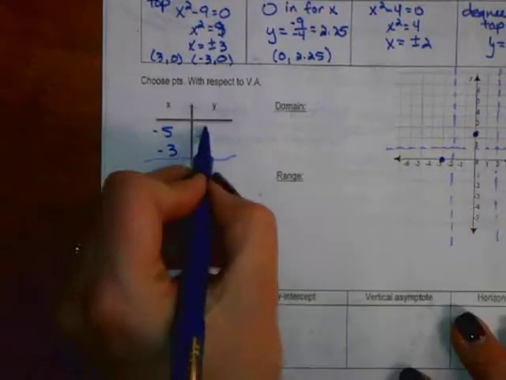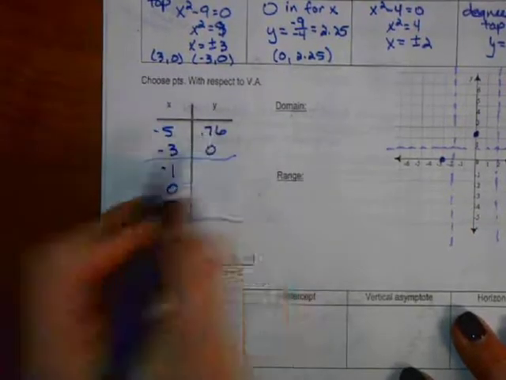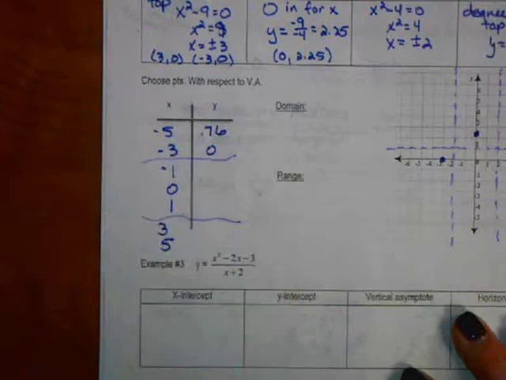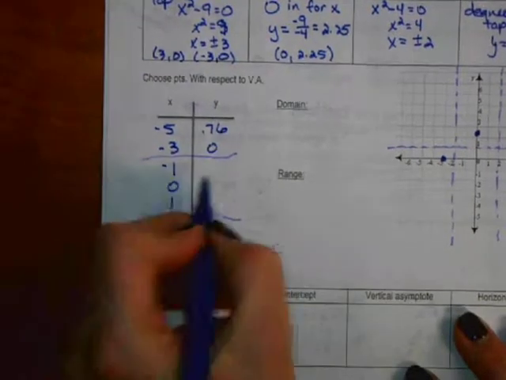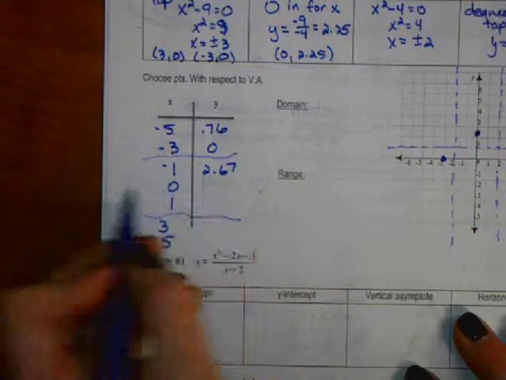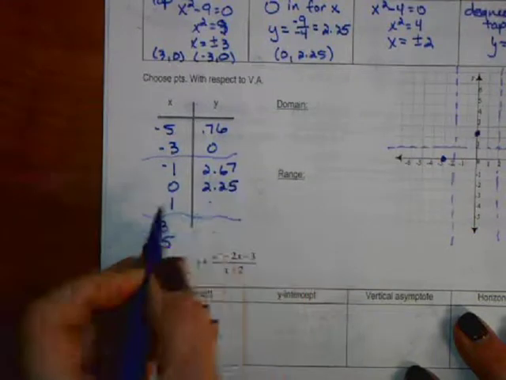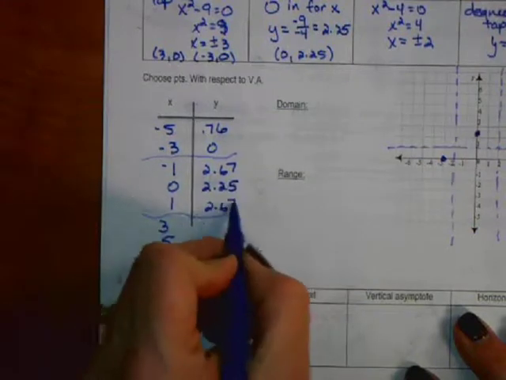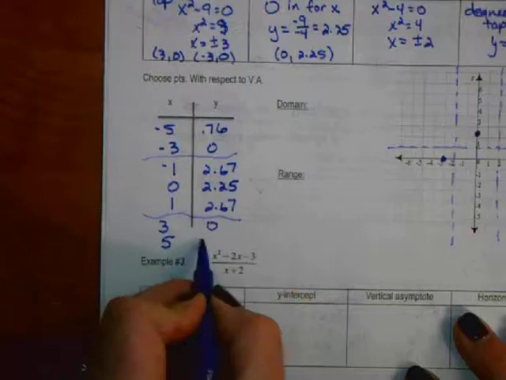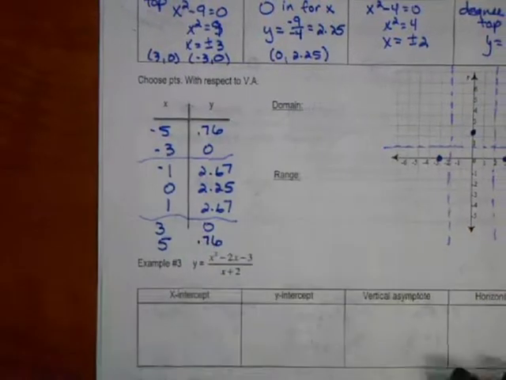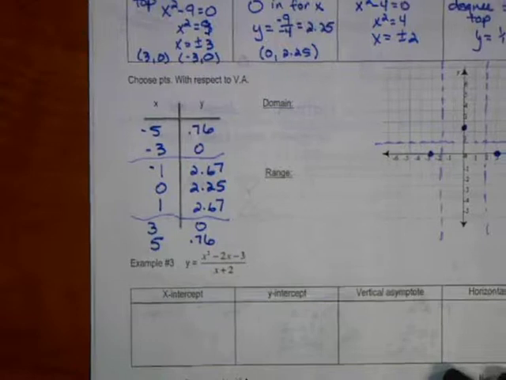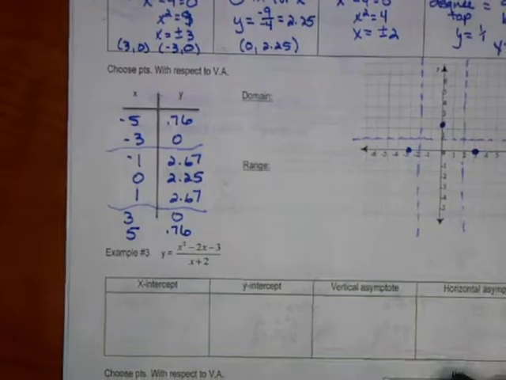So if you went to your calculator, you would get this. We already got that one, negative 3, 0. That's fine. 2.67, 2.25, we already got that one as well. 2.67, 0, and 0.76. There's going to be 3 branches to this graph.